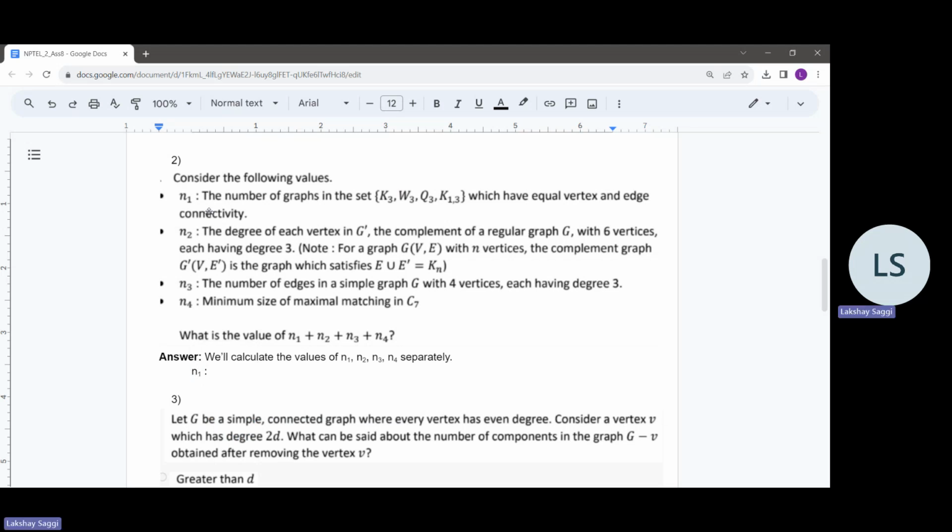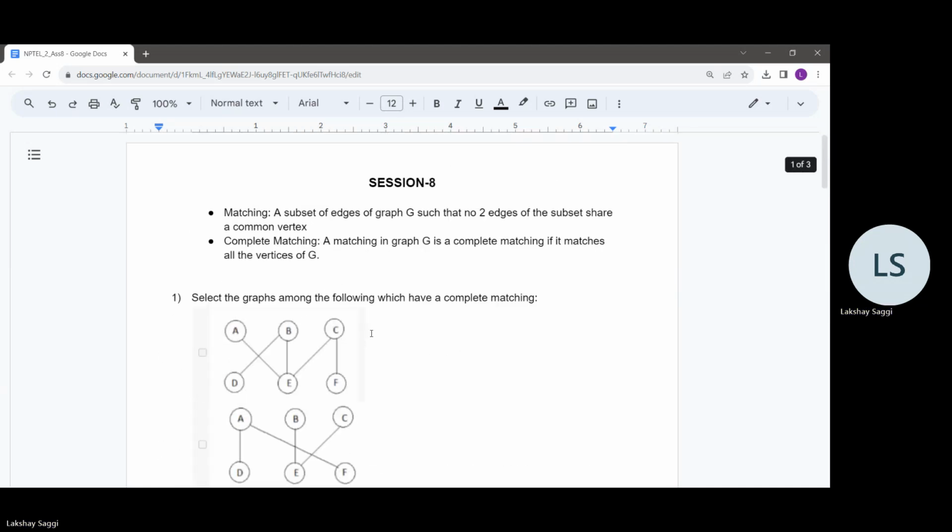So what's n1? N1 is the number of graphs in the set K3, W3, Q3, and K13, which have equal vertex and edge connectivity. So first of all, this concept of vertex connectivity and edge connectivity, you should know because this was also covered in the lectures, but maybe I can remind you about the definition. So what's vertex connectivity and what's edge connectivity? So let me just explain.